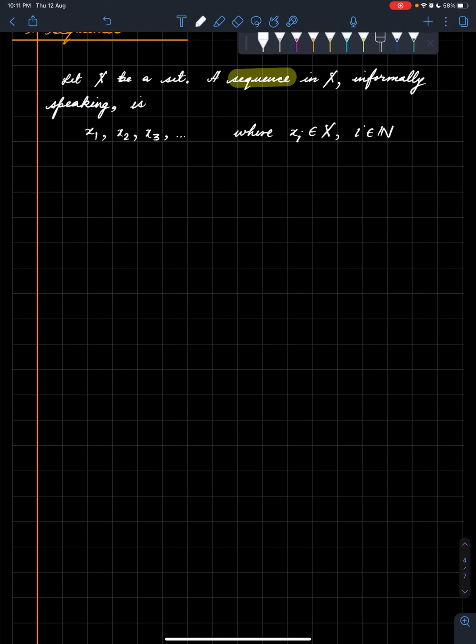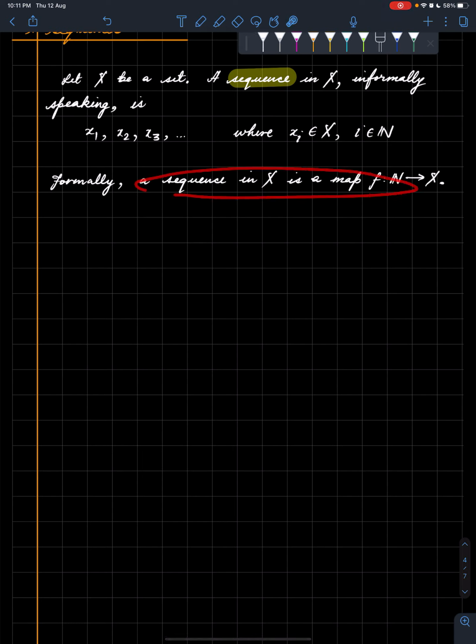So formally, the proper definition of a sequence, though somewhat less colloquial or looking a little more contrived than it has to be, is: a sequence in X is a map from the naturals to X. Just any such map is a sequence. So we need to reconcile this formal definition with the more intuitive informal definition.